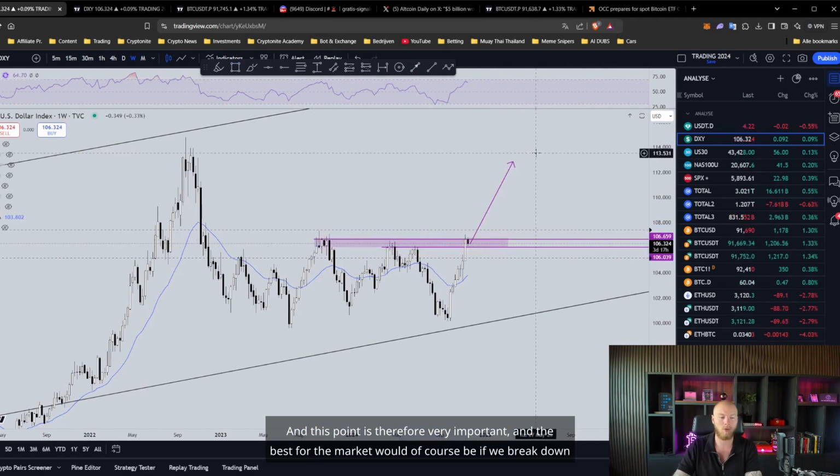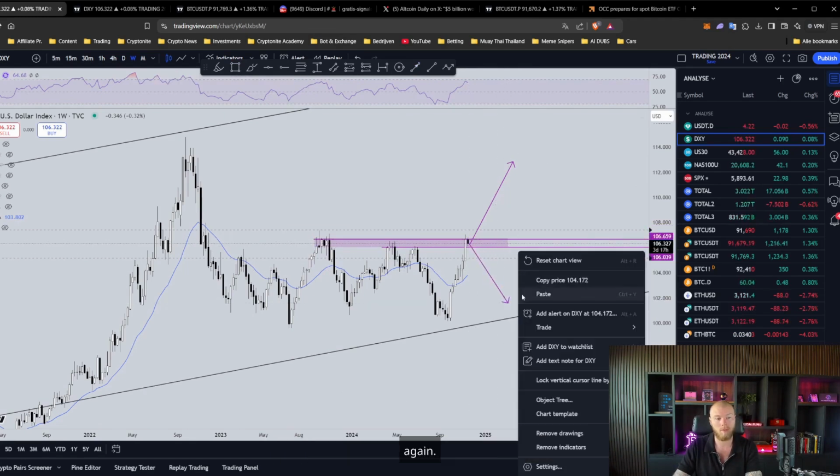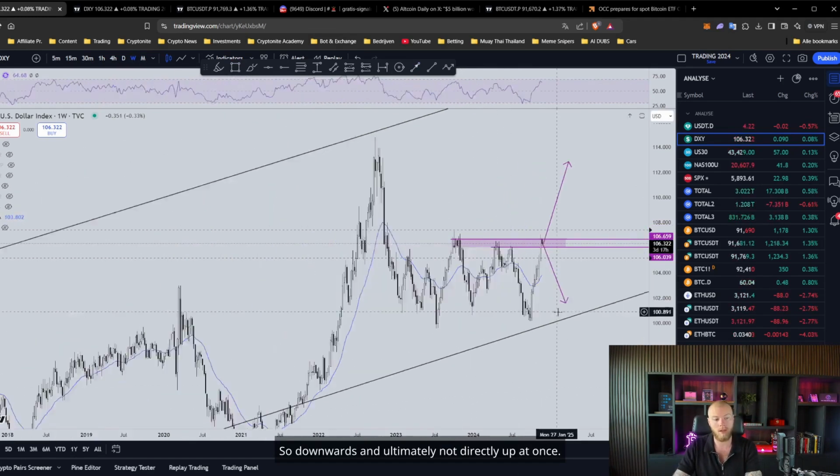And this point is therefore very important, and the best for the market would of course be if we break down again. So downwards and ultimately not directly up at once.